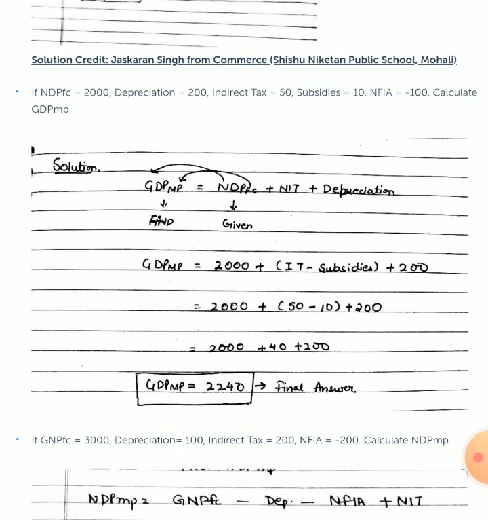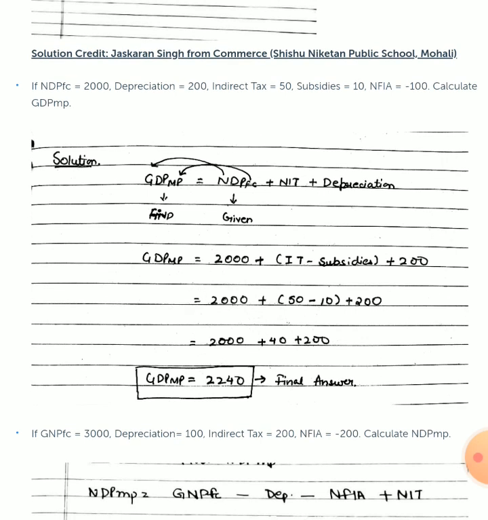Okay, so let's see, there's a question here. If NDPFC is 2000, depreciation is 200, indirect tax is given 50, subsidies is given 10, and NFIE is given minus 100. So what we have been asked to calculate is GDP MP. We have been asked here to calculate GDP MP.